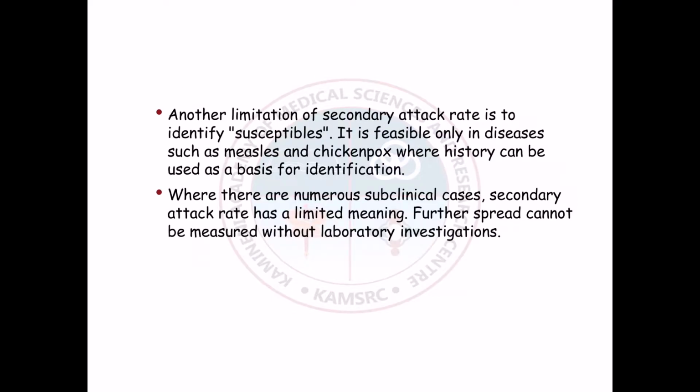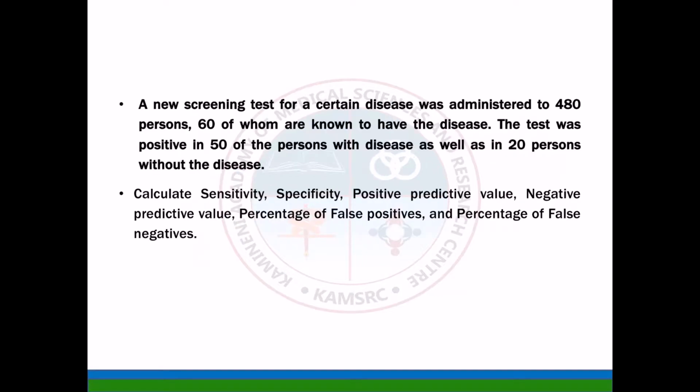Another limitation of secondary attack rate is identifying susceptibles. It is feasible only in diseases such as measles and chickenpox, where history can be used as a basis for identification. Otherwise we can't come to a decision about the secondary attack rate. Where there are numerous subclinical cases also, secondary attack rate has a limited meaning. That means many may be attacked, but not everybody shows clinical signs and symptoms. Further spread cannot be measured without laboratory investigations.